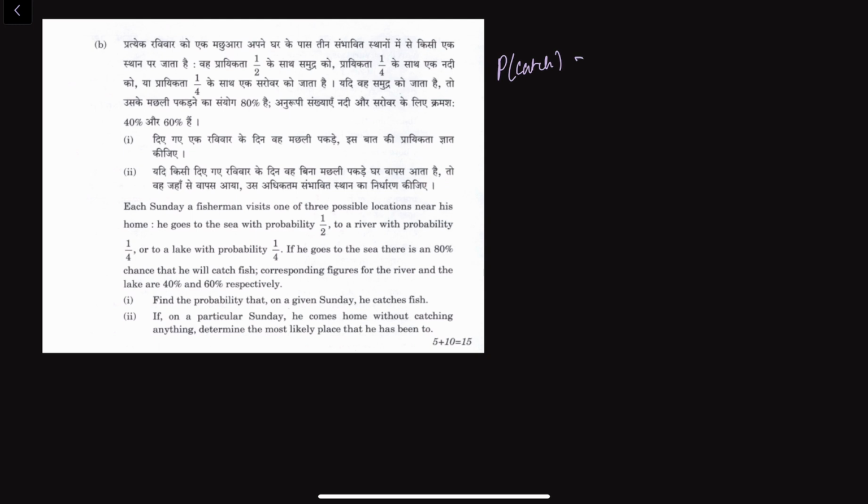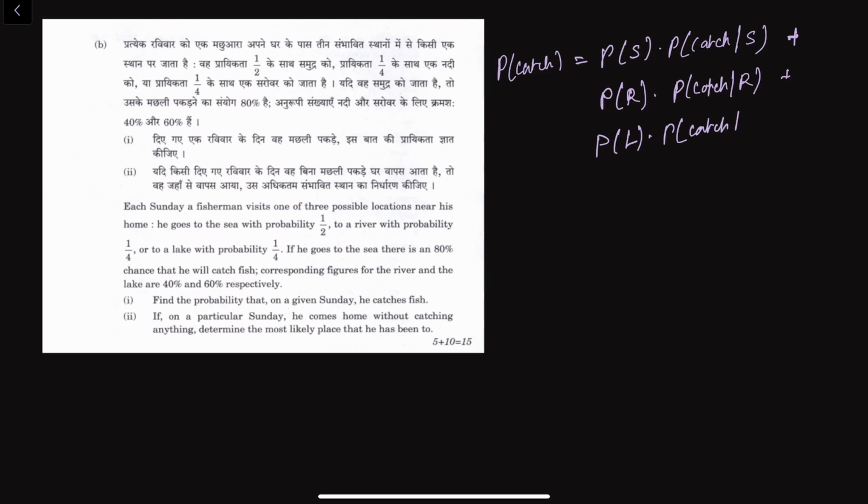The probability that he catches a fish is the probability of going to the sea times the probability of catching given the sea. So basically I am using the total probability theorem, plus the probability that he goes to the river times the probability of catch given a river. Three mutually exclusive cases are there here, plus the probability of the lake times the probability of catch given the lake.